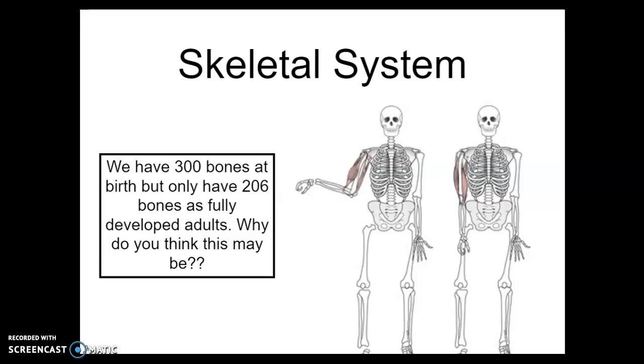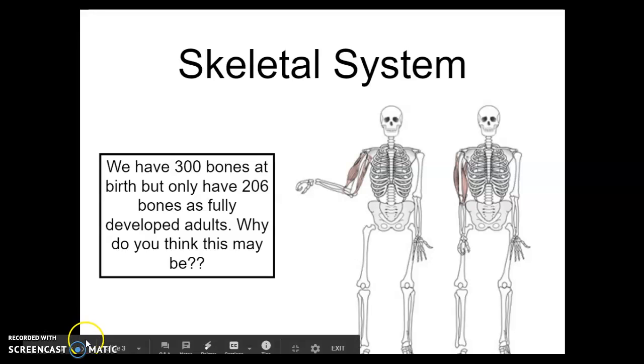We have 300 bones at birth, but several of those bones fuse as we grow up, so that as an adult, we only have 206. The reason that happens is so that the baby can get out of the birth canal. So particularly like with the skull, some of those plates can kind of slide over each other. That's why babies tend to have funny looking heads right when they're born.